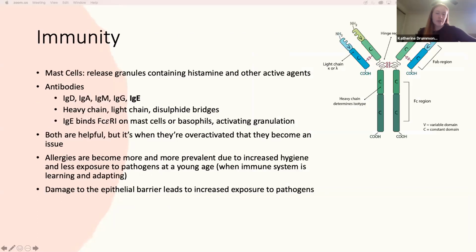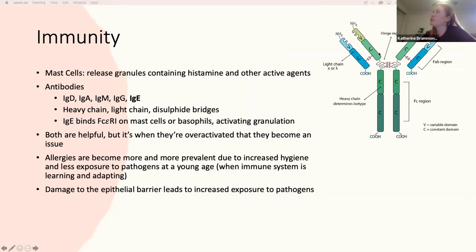All right, so I just wanted to go through some of the immune cells that I mentioned there. So mast cells release granules containing histamines and some other active agents as well. And we also spoke about briefly some antibodies. Now, antibodies come in a few different isotypes. So you have IgD, IgA, IgM, IgG, and IgE. And IgE is the main one we spoke about.